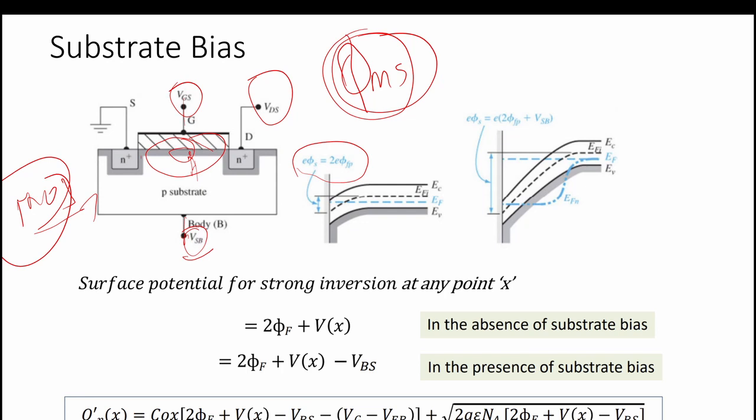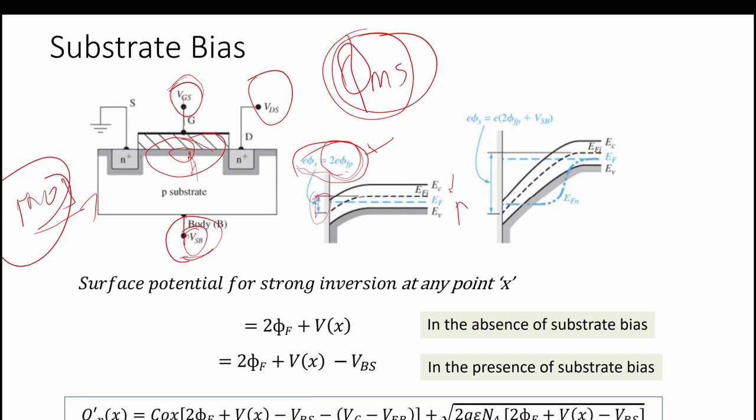Now this is the application of the voltage at VGS when VSB is 0. When VSB is 0, the surface potential at threshold voltage will be equal to 2 phi p. As I have been saying, the 2 phi p is the difference, or the gap, between the intrinsic Fermi level and the Fermi level.